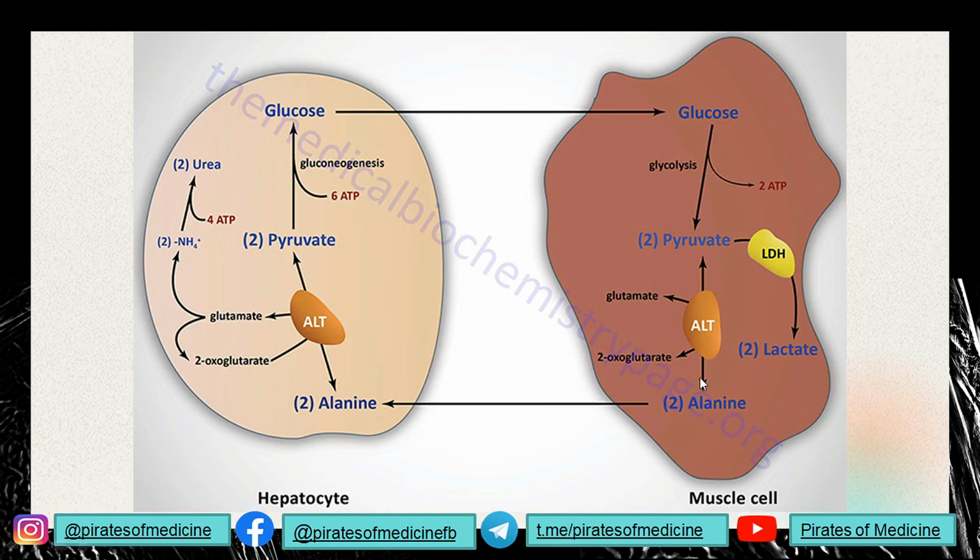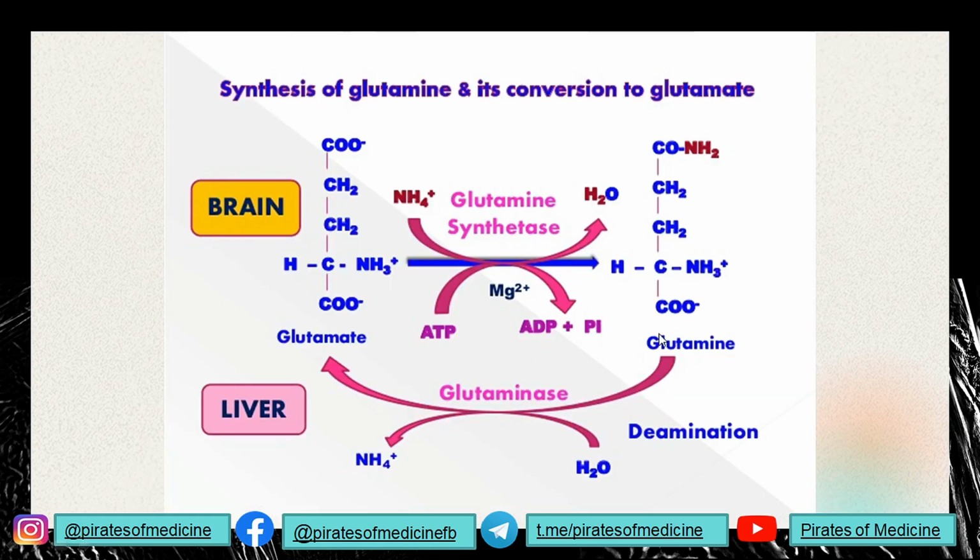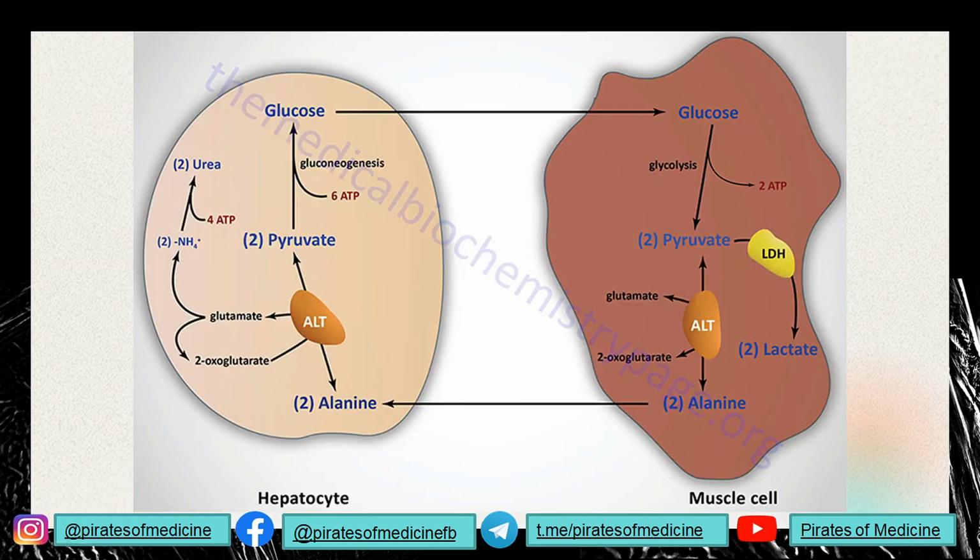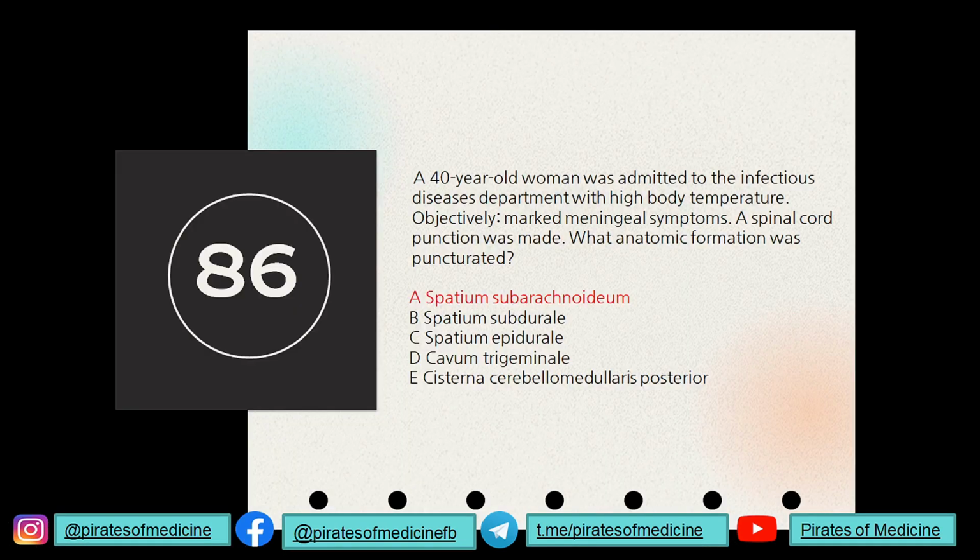In the muscular tissue, on the other hand, ammonia is taken up by alanine, which goes to the liver, and in the hepatocyte it gives up the ammonia and converts back to pyruvate. So this is how in the muscle the ammonia is taken up by alanine. In the brain it is taken by glutamate. So these are the two biomolecules which help to remove ammonia from these two tissues.